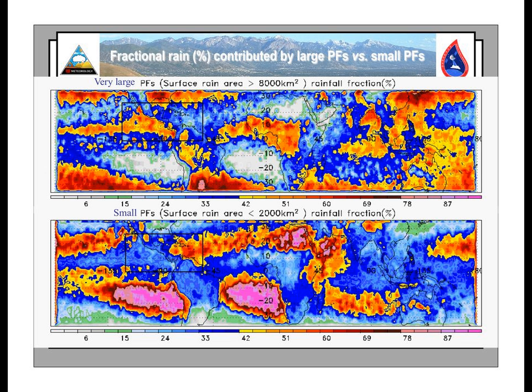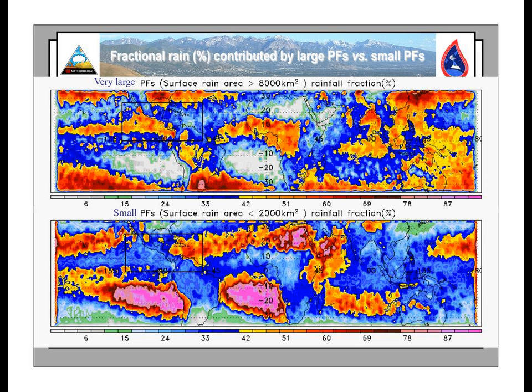Now, here is a picture that may look complex, but it's actually remarkably informative. We asked the question, where in the world do we have the most of the rain coming from very large precip features, greater than 8,000 kilometers square, and on the bottom, where in the world do we have most of the rain coming from smaller features, sub-MCS scale? Starting with this bottom one, and here's the correctly located box that I'm going to use later for the Inter-American Seas.